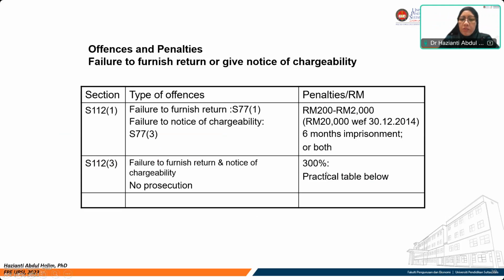The penalties would be 300%, which means I don't show you the table here, but you can see from their website for the penalty. For example, this person failed to furnish the return, so the penalty would be 2,000 or up to 20,000, up to 6 months imprisonment. Not only do you have to pay the penalty, you also have to pay the tax. And the penalty can be up to 300% of the tax. Let's say you forgot to pay 3,000 ringgit tax. So the penalty that you have to pay is 3,000 ringgit times 300%. So not only does the person have to pay the penalty, they also have to pay whatever tax that they missed to pay earlier.